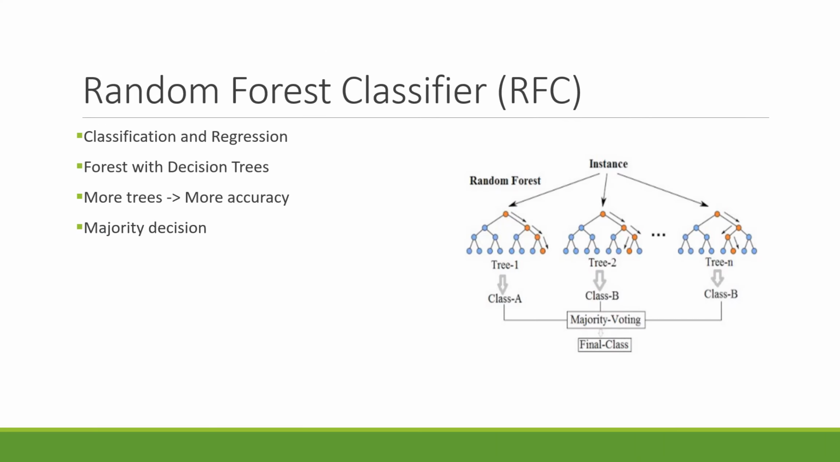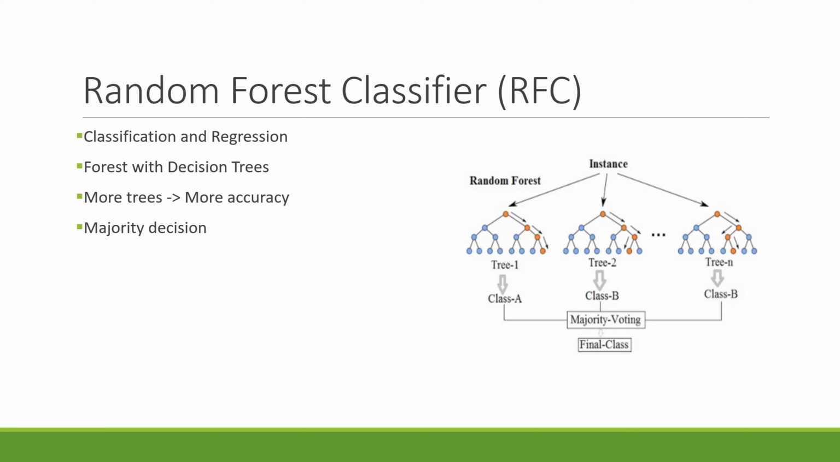Moving on to the next approach, which is the random forest classifier. This is one of the most popular and powerful supervised machine learning algorithms. Both classification and regression can be performed by RFC. And as the name indicates, the algorithm creates a forest with a number of decision trees. In general, it is said that the more trees in the forest, the more robust is the prediction and hence the accuracy.